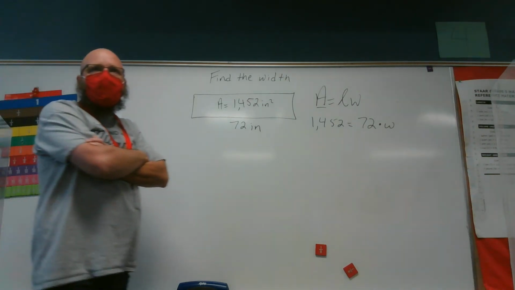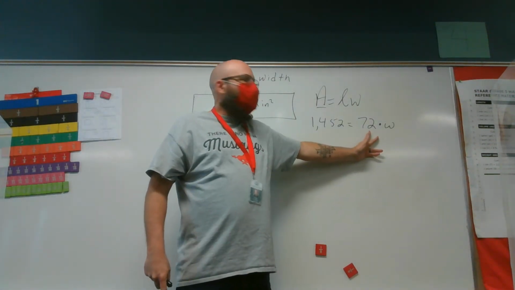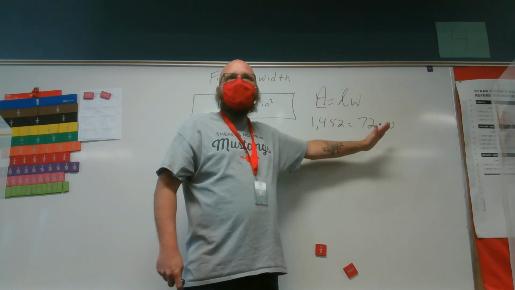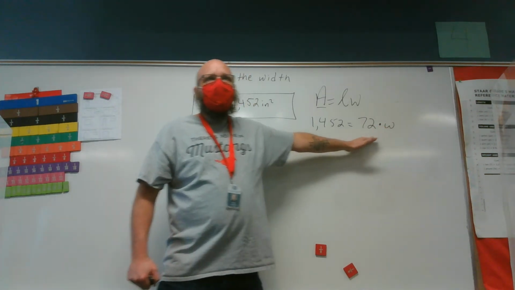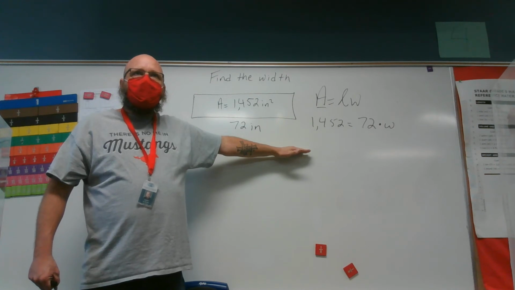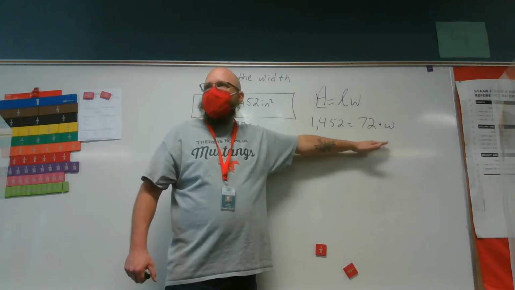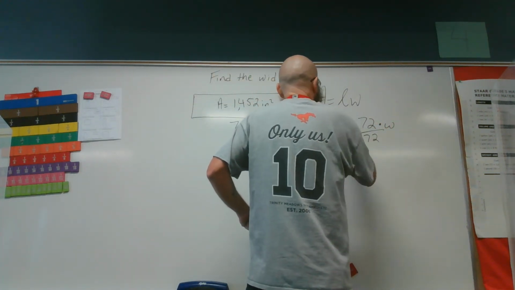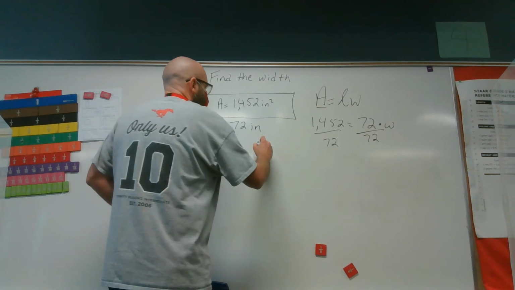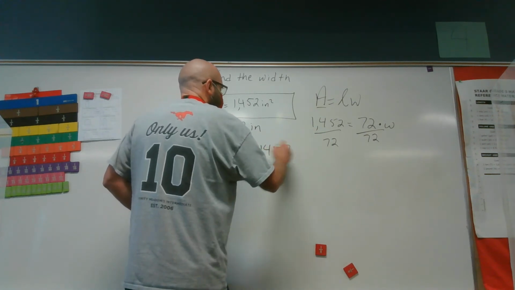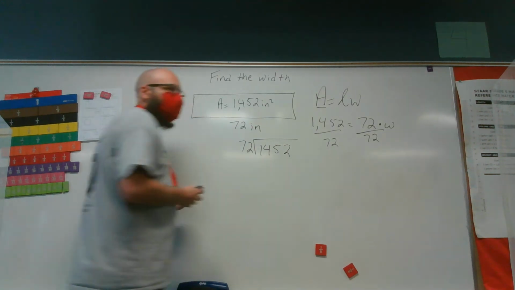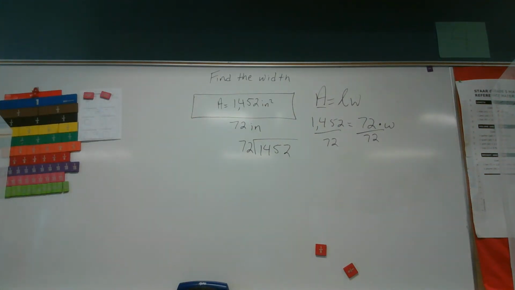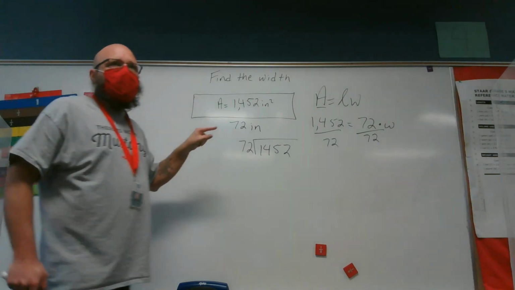I would divide. Because here, I'm multiplying by 72. Something times 72 is going to equal this. So, if I'm multiplying here, I can divide both of these sides by 72. So now I would have 1,452 divided by 72. That quotient is going to be my answer. So, did you figure it out, Chloe?